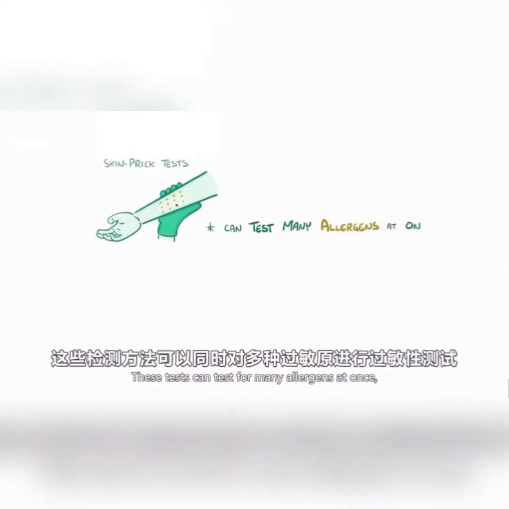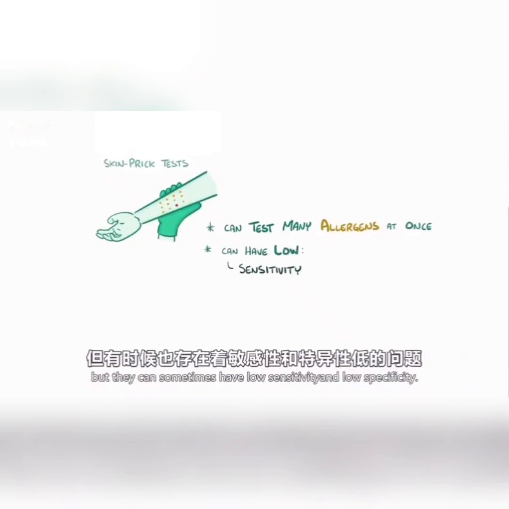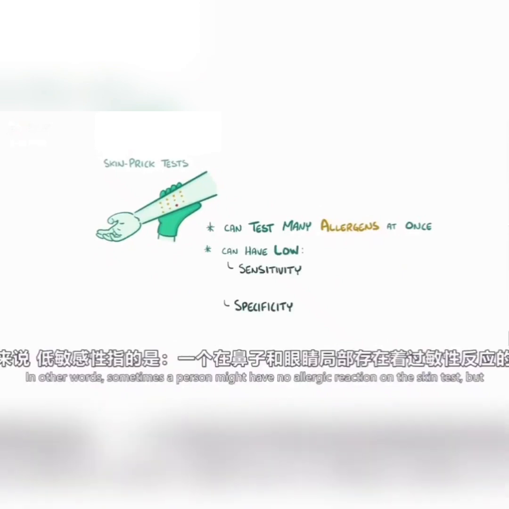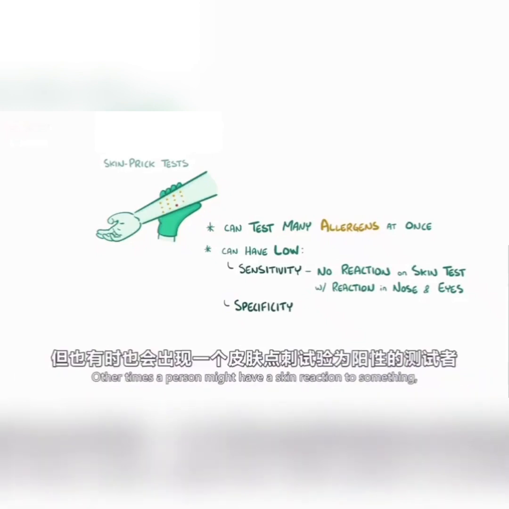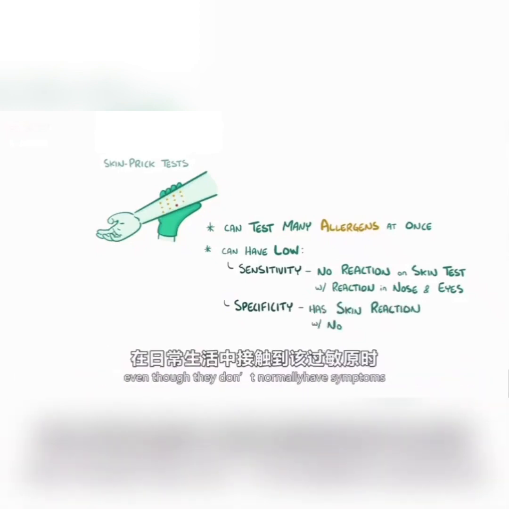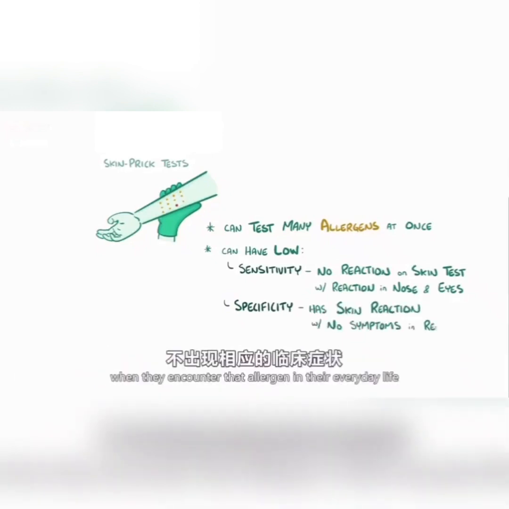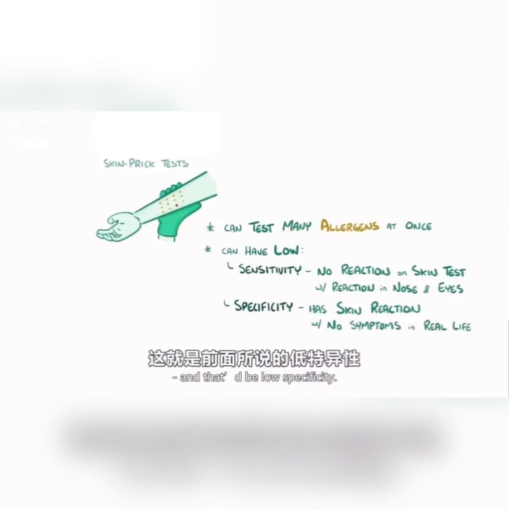These can test for a lot of allergens at once, but they can sometimes have low sensitivity as well as low specificity. In other words, sometimes a person might have no allergic reaction on the skin test, but have a localized allergic reaction affecting the nasal cavity and eyes. That's low sensitivity. Other times a person might have a skin reaction to something, even though they don't normally have symptoms when they encounter an allergen in their everyday life, and that would be low specificity.